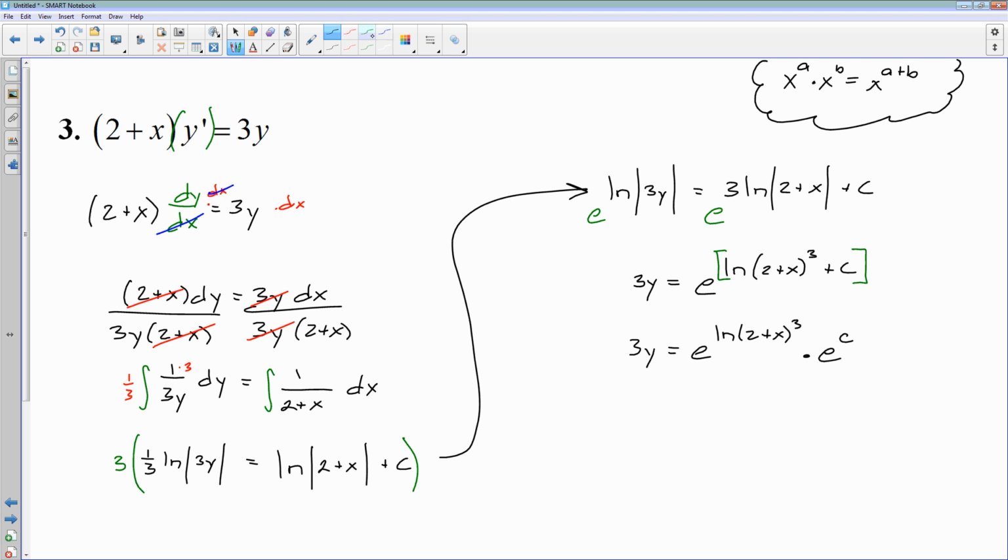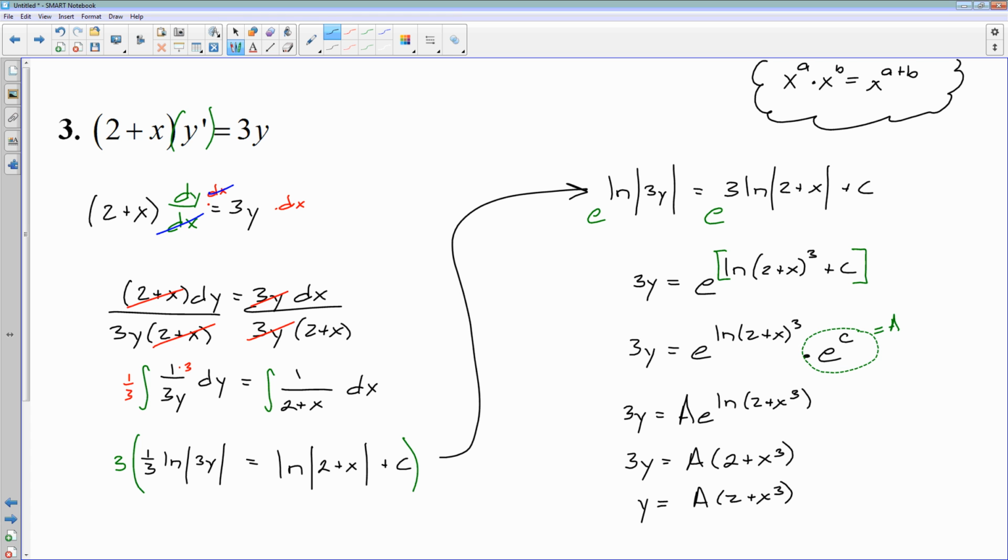And then if you look at e to the c, if I take e and I raise it to some unknown random number, that's still going to give me some unknown random number, which I'm going to call a. So now I'm down to 3y equals e to the ln of stuff times a. And e to the ln of anything is just the anything, so this is 3y equals a times 2 plus x cubed. Good? And then finally, I will divide by 3. Y is equal to a times 2 plus x all cubed divided by 3.